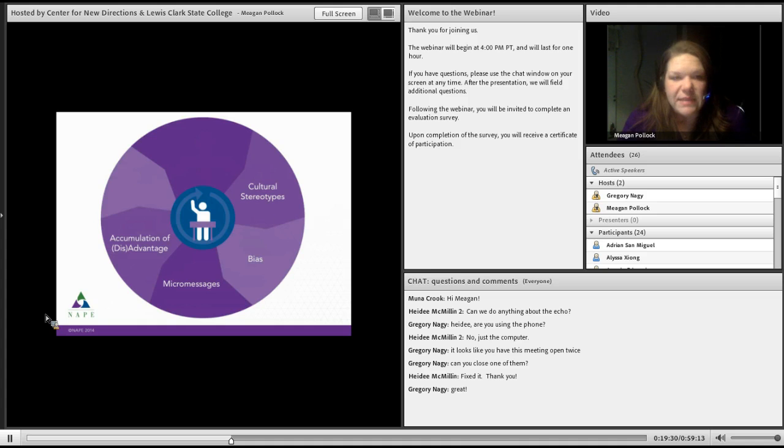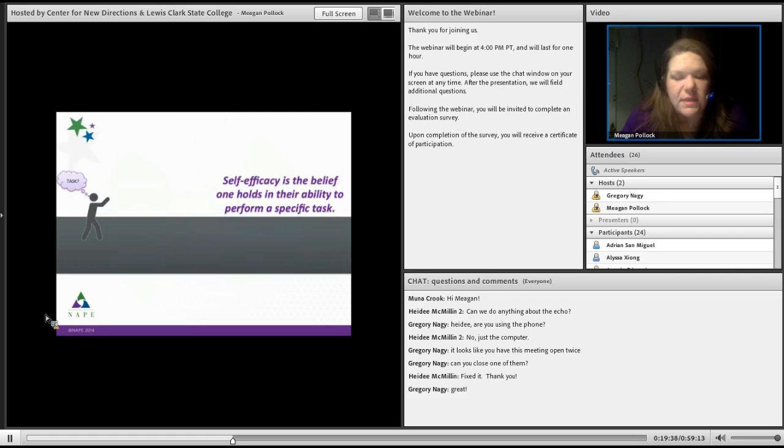And so after we have this accumulation of advantage or disadvantage, the student's self-efficacy is influenced. What is self-efficacy? Self-efficacy is the belief that one holds in their ability to perform a task. If we look at it specifically as educators, it may influence their belief that they can enter into a non-traditional pathway, that they can even take the classes related to whatever pathway they may choose. And so our goal as educators is to help improve the self-efficacy of our students.